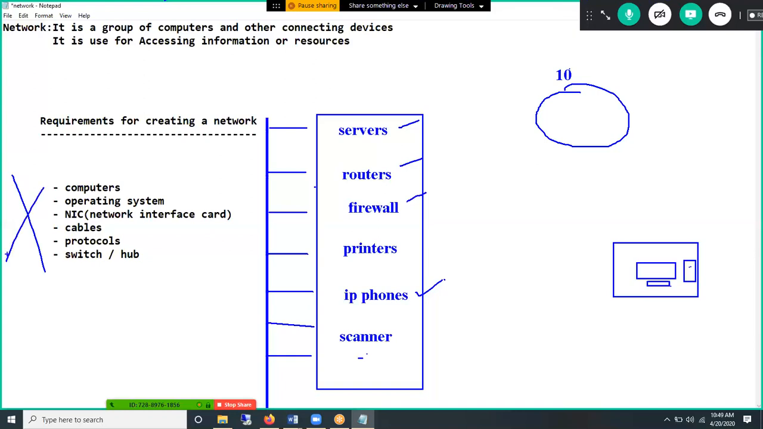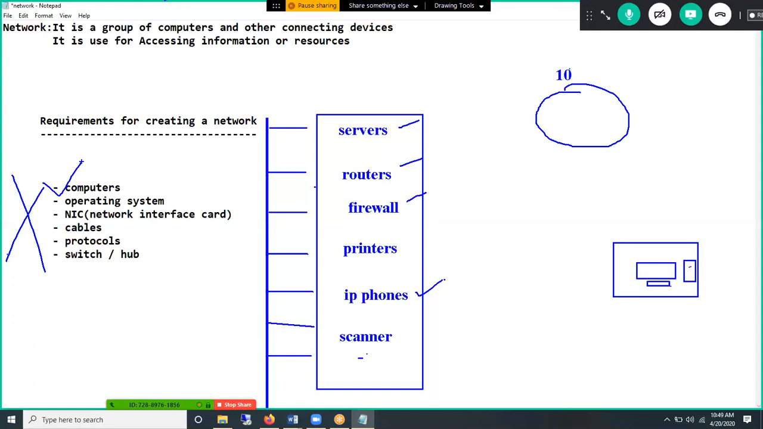Why? Because without computers there is no meaning of network. Whatever the task we do, that is a mandatory device. We also have the operating system, NICs. So these are the mandatory parts. Okay. Now in detail we try to discuss what is a computer.